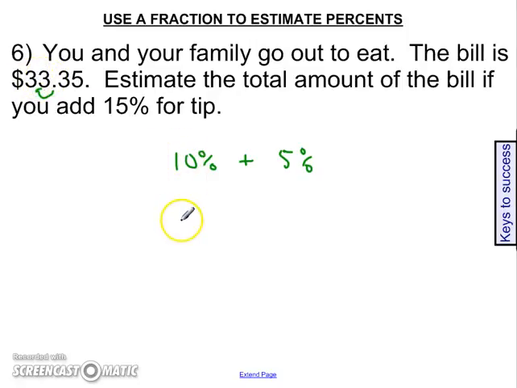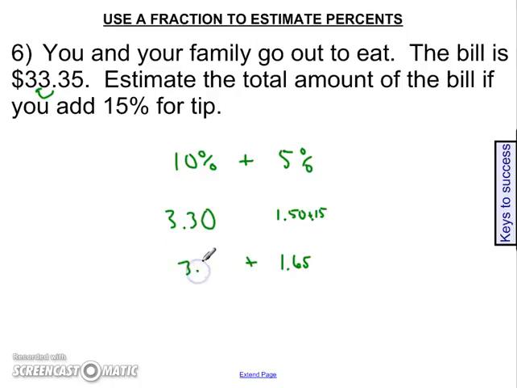So 10% is approximately $3.30. I'm even going to round that off. 5% would be half of this. Again, 5% is half of 10%, so 5% has to be half of this. You might have to sort of break this down in your head and go, okay, $3 itself is $1.50. The 30 cents part is 15 cents. So you're talking approximately $1.65 to get your 5%.